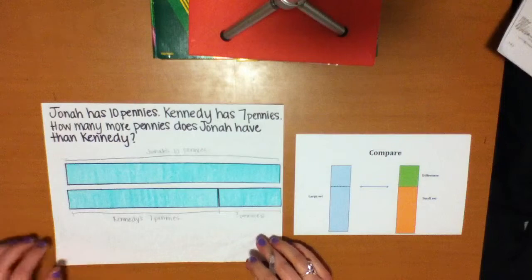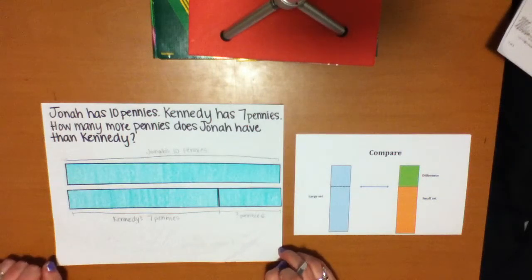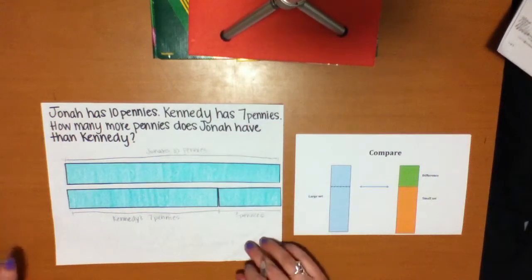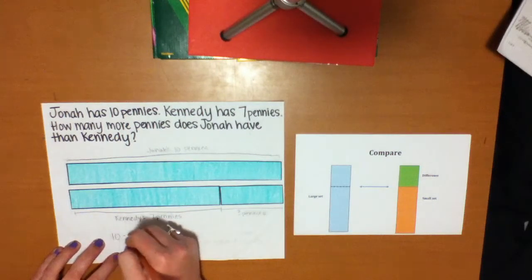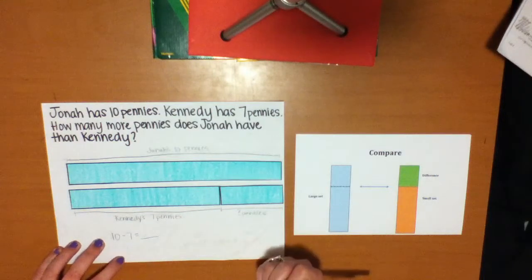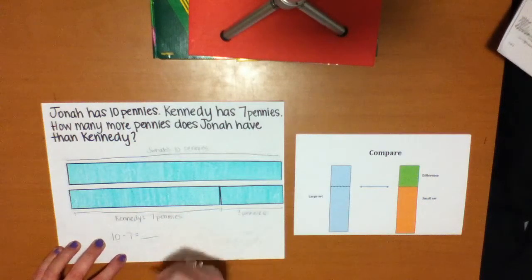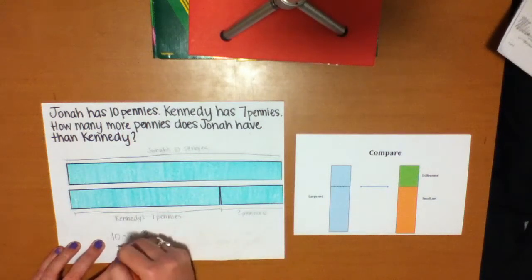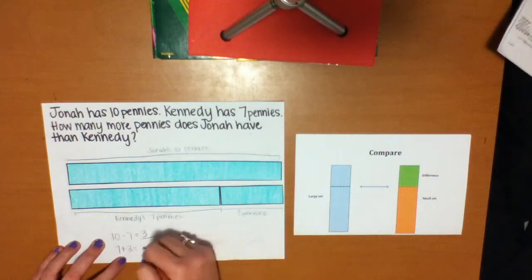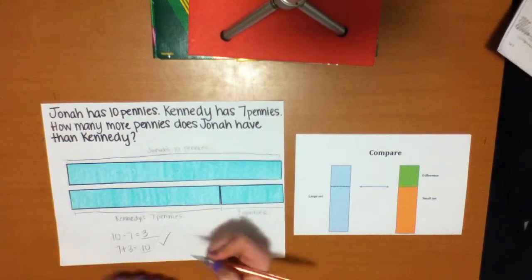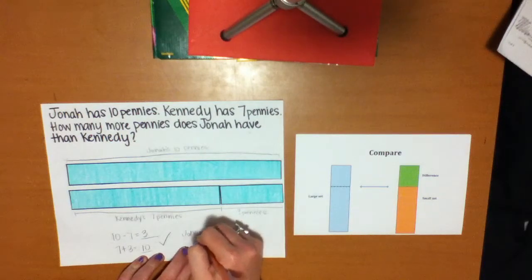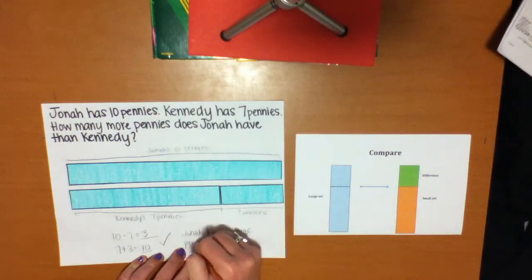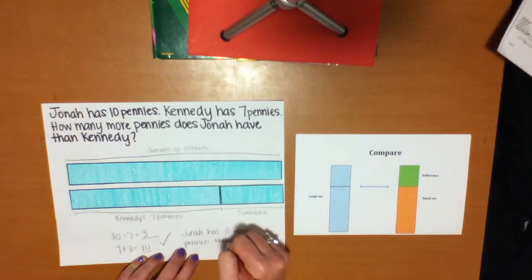In order to find the difference, we're going to subtract the small set from the large set. So, Jonah's 10 pennies minus Kennedy's 7 pennies. So, 10 minus 7 equals what? We know that 10 minus 7 equals 3. And to check our math, we can turn that into addition. 7 plus 3 equals 10. So we are right. So that means Jonah has 3 more pennies than Kennedy.